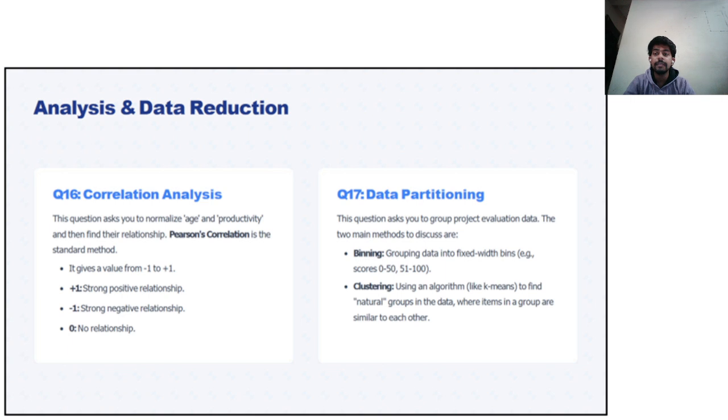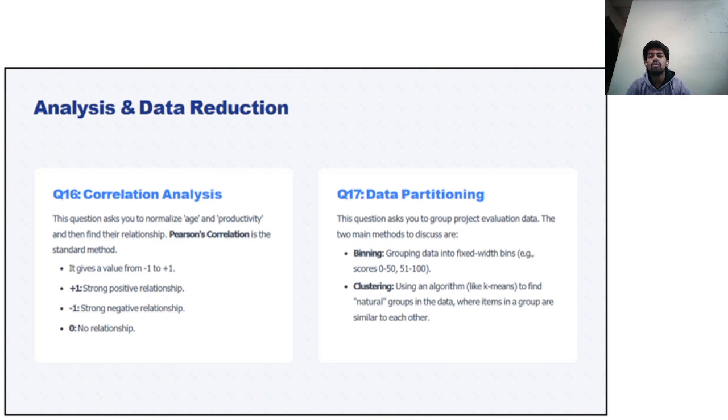Let's move on to the next slide then. Analysis and data reduction. Here we'll discuss question 16 and 17, correlation analysis and data partitioning. In question 16, we move into simple analysis with correlation. After normalizing our data, we use Pearson's correlation coefficient to understand the linear relationship between two variables like age and productivity. This gives us a single number between minus 1 and plus 1. A result close to plus 1 means a strong positive relationship, while a value near 0 means there is no linear relation.